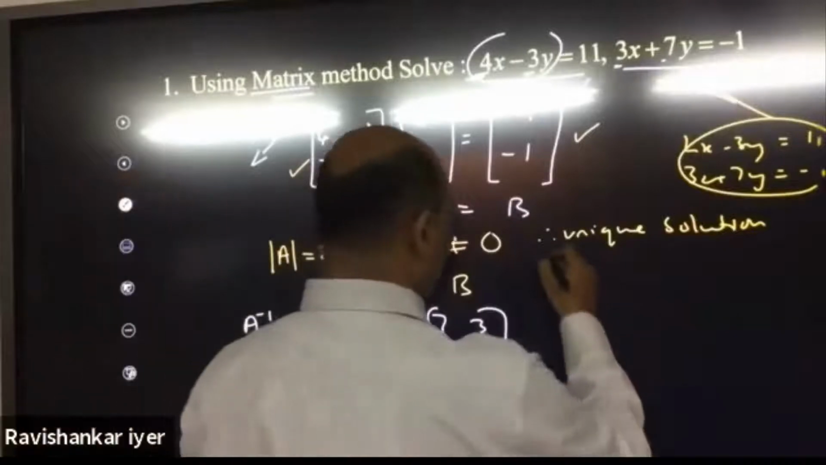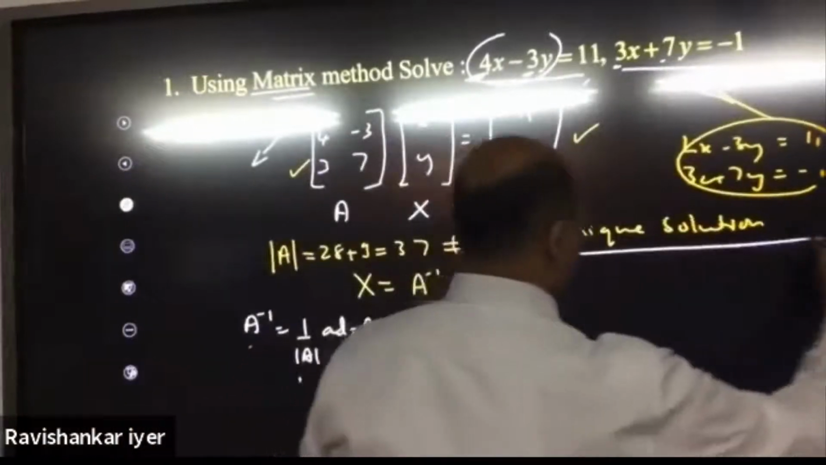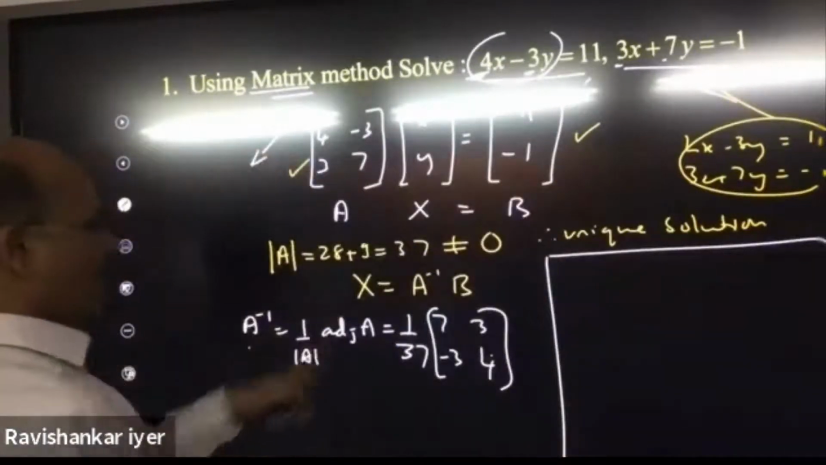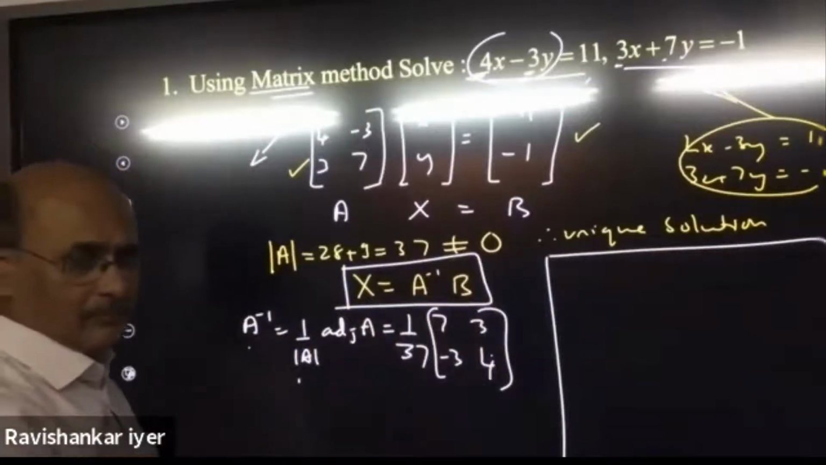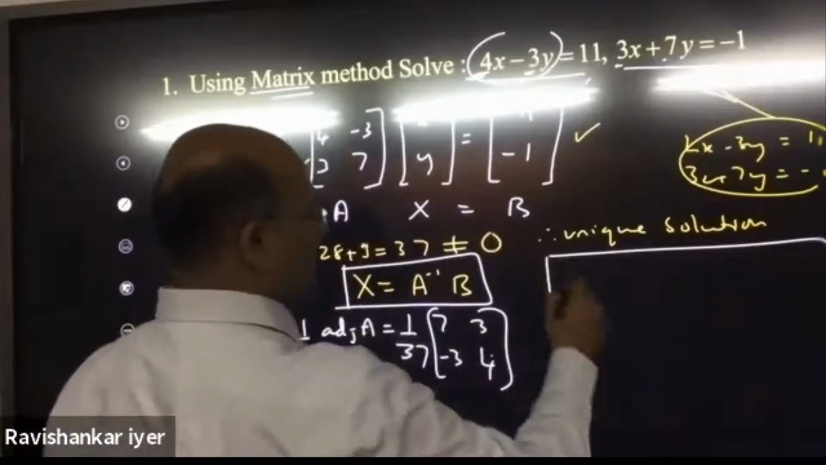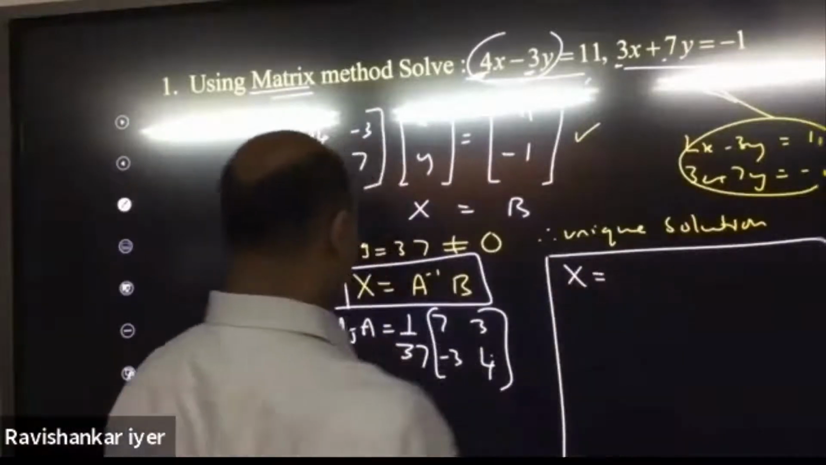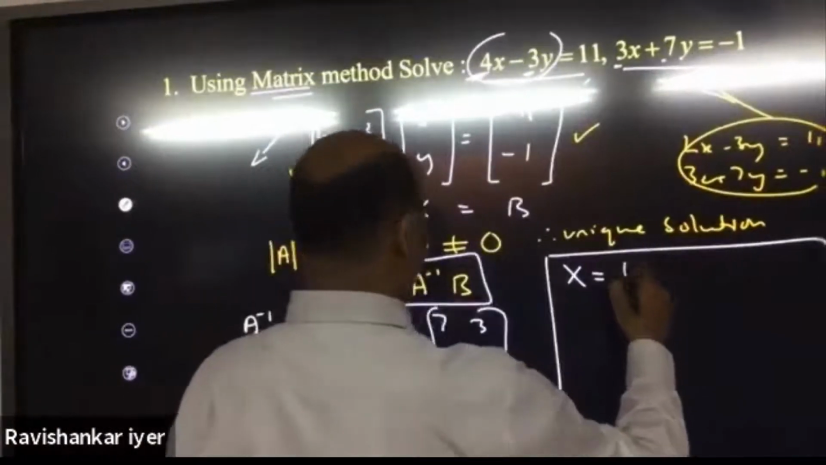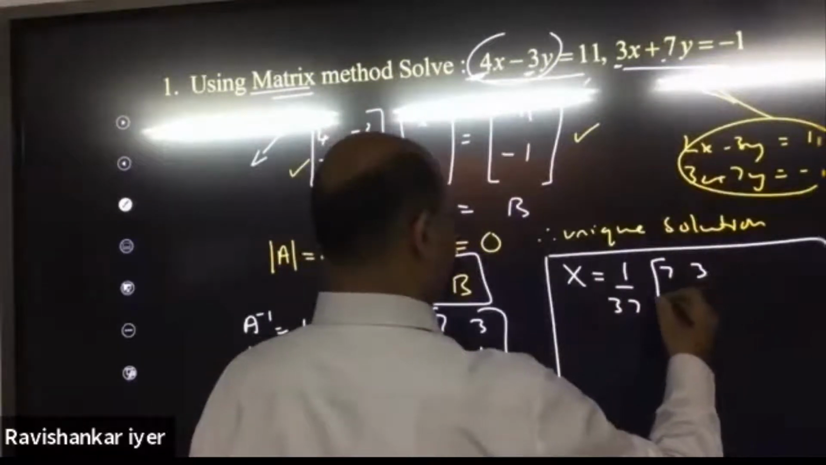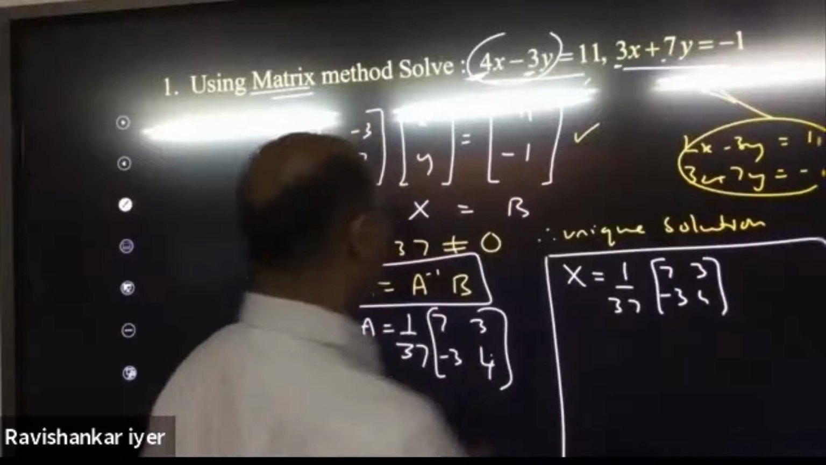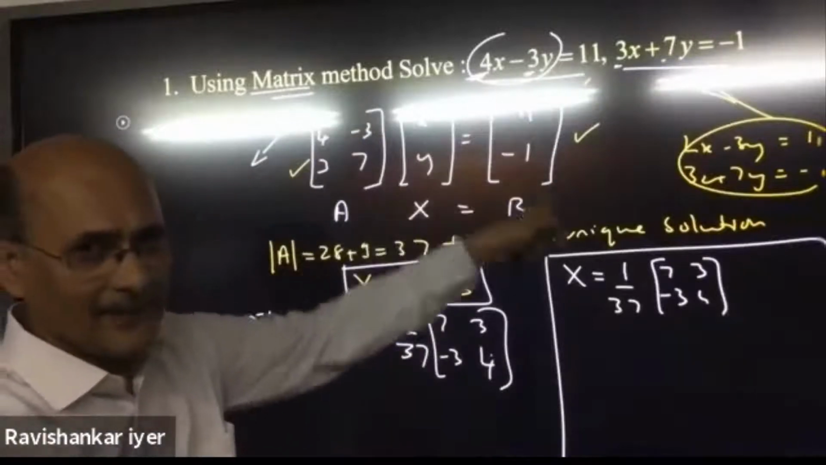Okay. Now come to the main solution. What is the main solution? X is equal to A inverse into B. So x is the unknown matrix. So x is equal to A inverse, 1 upon 37 into 7, 3, minus 3, 4 into B. What is my B? 11 and minus 1.